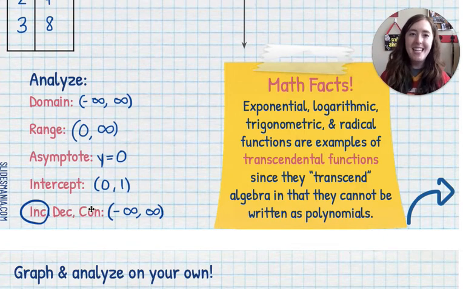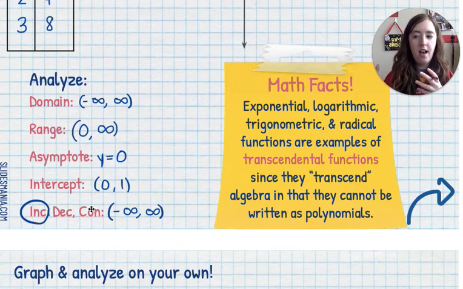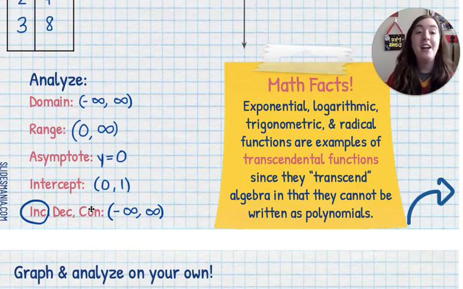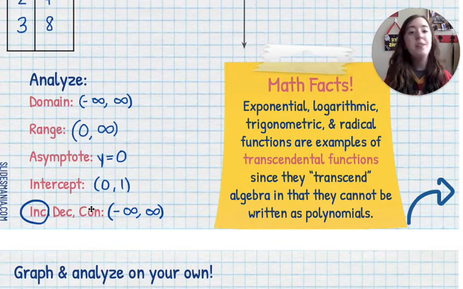Okay, fun fact. Exponential, logarithmic, trigonometric, radicals, all these different types of functions are called transcendental functions, which sounds super duper cool, which they kind of are. But the reason we call them transcendental is that they transcend algebra. We can't write them as polynomials. They have to be something special. So in case you ever see something talking about transcendental functions and you wonder what makes them so special, they just can't be written as a polynomial.